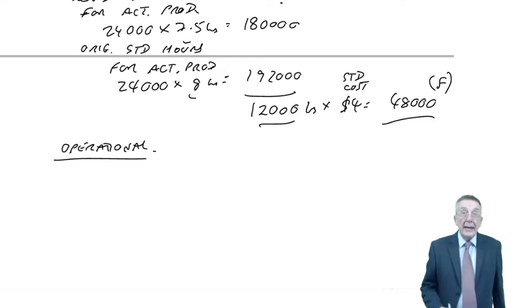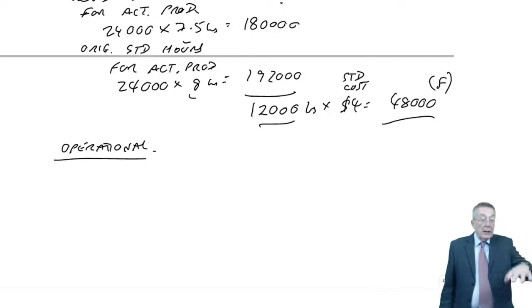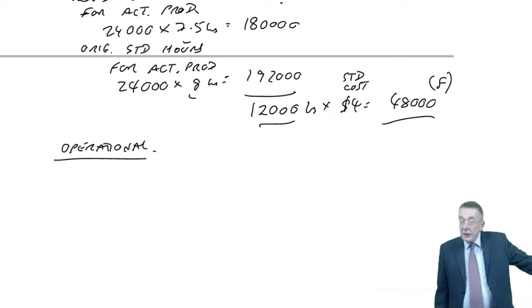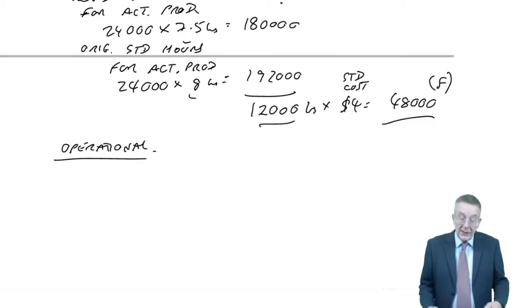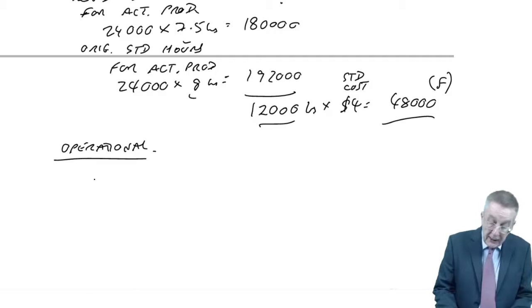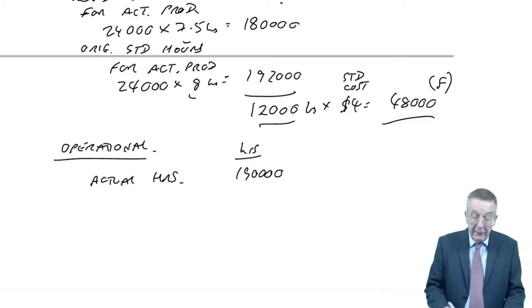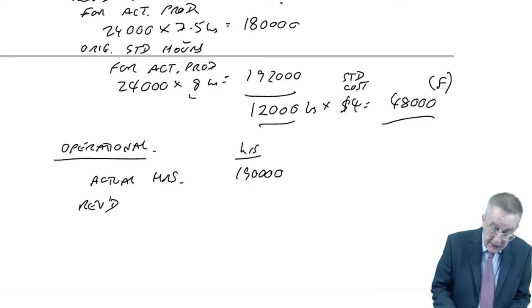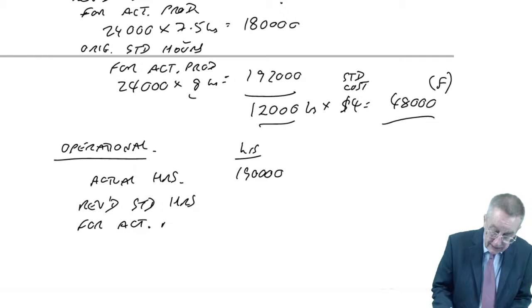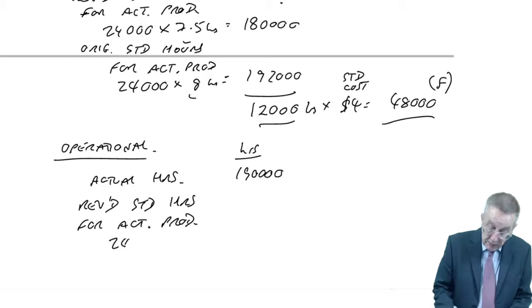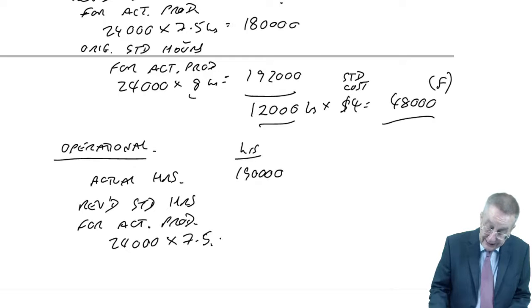Do it in exactly the normal way, but to check on the manager, instead of comparing the actual hours we worked with the original standard, we'll compare it with the revised standard. So, actual hours, 190,000. How many hours should we have used? The revised standard hours for the actual production: 24,000 produced, the revised standard 7.5 hours per unit.